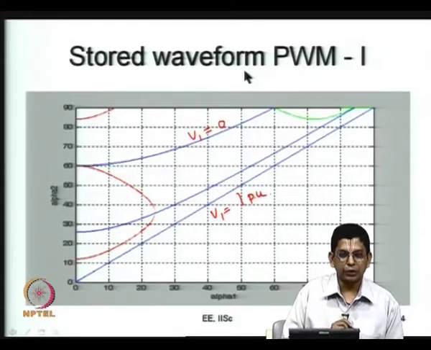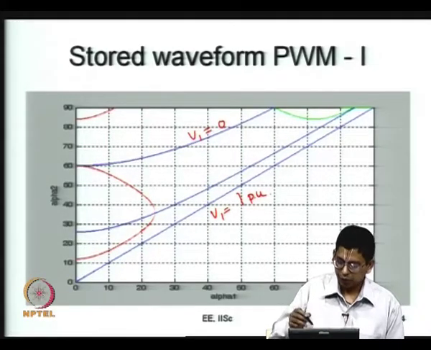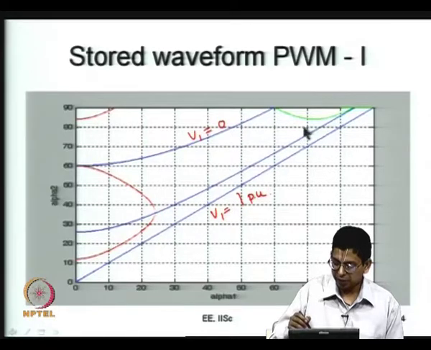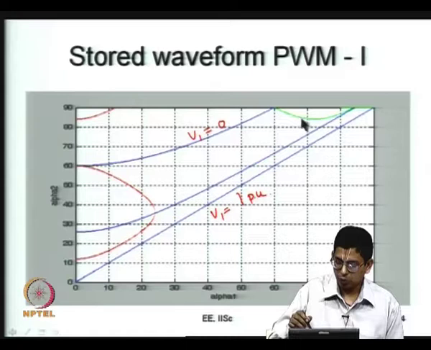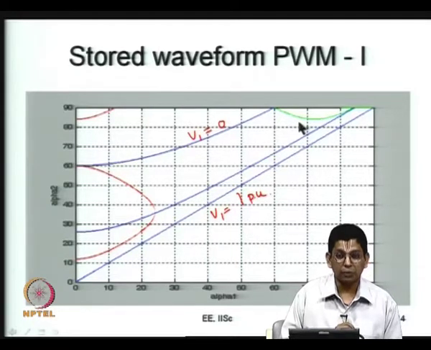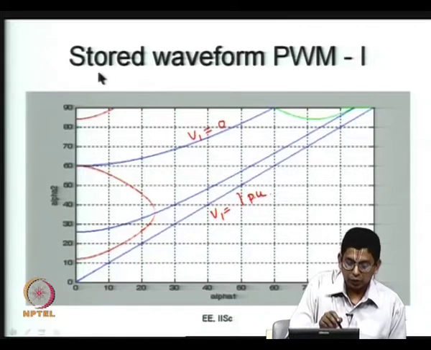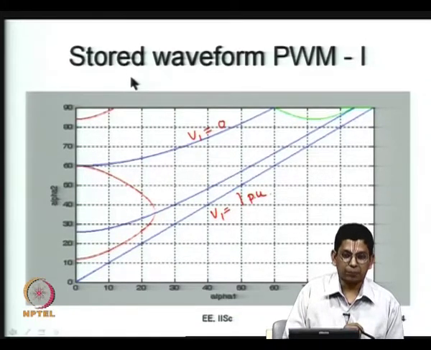When you want V1 is equal to 0.4, then V1 is equal to 0.4 could be some point like this now. At that point you have some alpha 1 and alpha 2. What those values are, you can pre-compute them and store them in a lookup table and output them. And this is the idea of what is called a stored waveform PWM, and that is what we are trying to look at today.